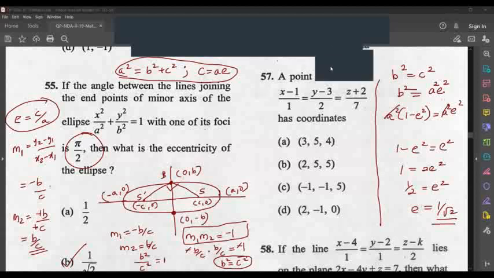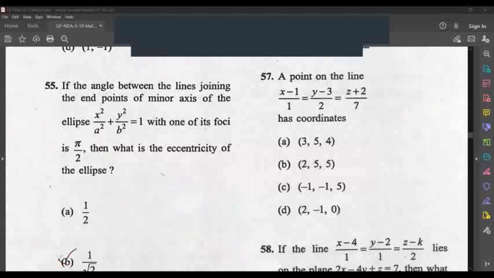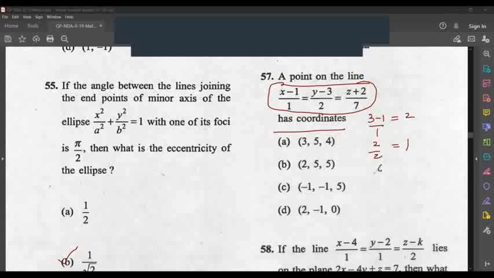So this is the 57th question. A point on the line has coordinates. So this is a line given. You have to check which coordinates satisfy this. That's all. So check the first option. You put x as 3. So 3 minus 1 by 1, so that is 2. Next, 5 minus 3 by 2, that is 1. So z is 4. So 4 plus 2, that is 6 by 7. So these three are not equal. So that is not the satisfying one.